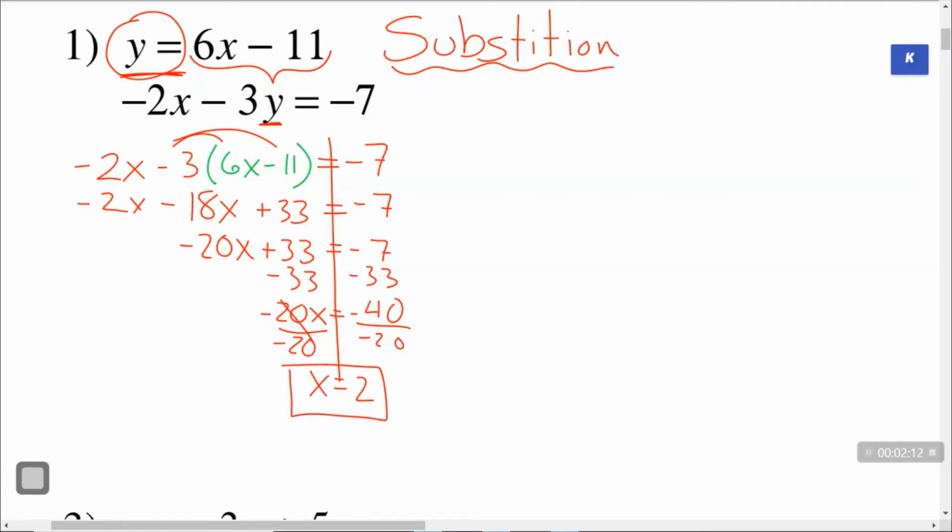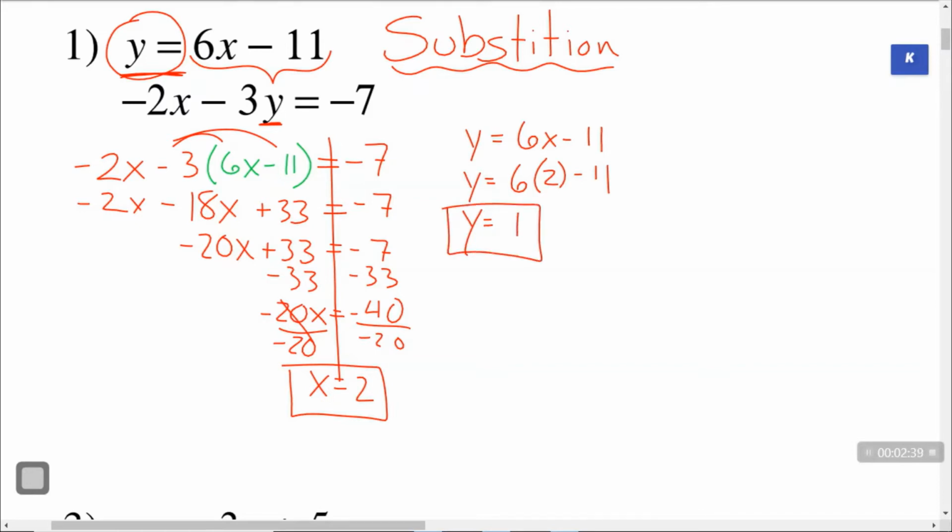Now, that is only part of my answer because in a system of equations, we have two variables, x and y. So I can take that value and I can plug it back into either of the original equations to find y. The equation that makes the most sense here is going to be y equals 6x minus 11. So I'm going to substitute 2 for x. Well, 6 times 2 is 12. 12 minus 11 is 1. So I now know that y is 1.